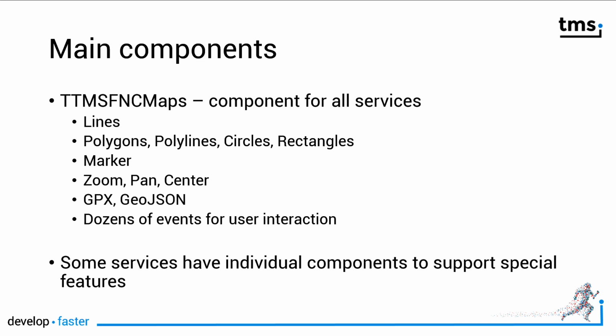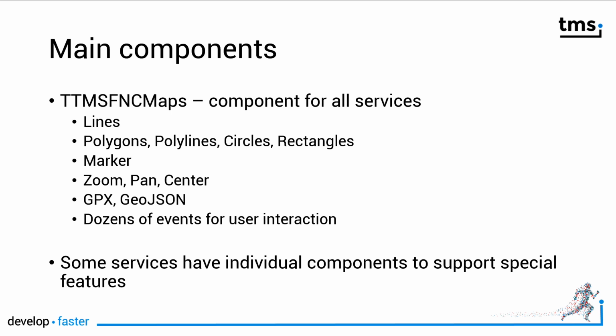You can add lines, polygons, polylines, circles, rectangles. You can add a marker location. You can zoom, pan, center the map. You can even do complex tasks like import multiple markers or routes using GPX and GeoJSON. And then there are dozens of events that allow you to interact with the map, meaning if the user clicks on a certain location, you can query that location in an event.